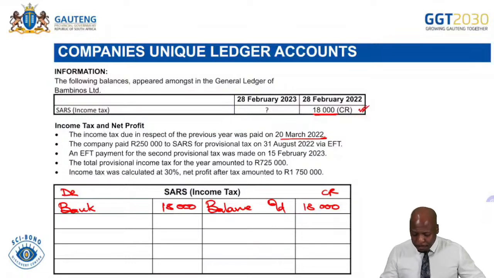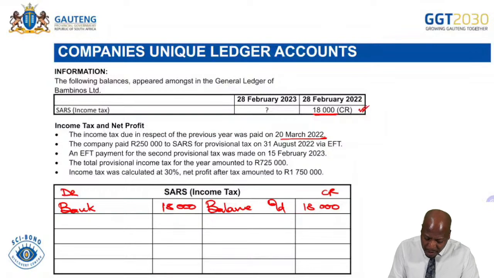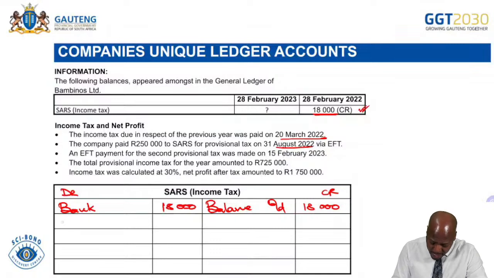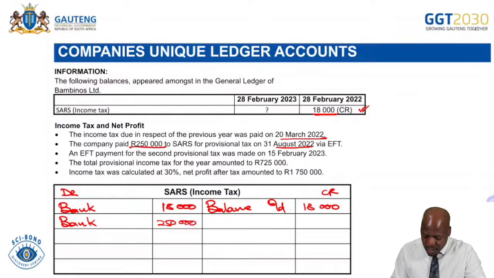Okay, let's continue. We're then told that the company paid 250,000 to SARS for provisional tax on the 31st of August via EFT. So we need to record this provisional payment then. So I'm going to come here and say, here is my bank. How much did we pay? We paid 250,000. The provisional payments then will be recorded on the debit side.